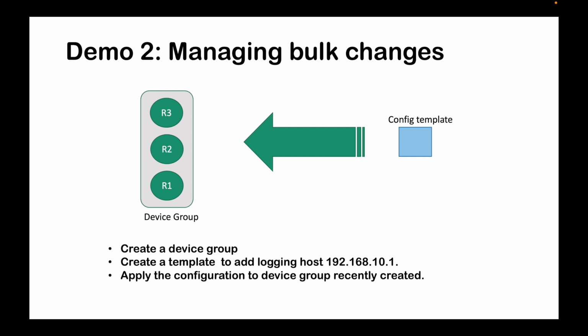On my screen you are seeing a small pictorial representation of how NSO is doing that. Suppose you have a device list R1, R2, R3 for which you want to push a particular piece of configuration. In NSO we can create a device group where you will put all the devices like R1, R2, R3, and then you will have your configuration template where you will put all the configuration that you want to push to those devices, and this template will be applied to the device group, and you are done. That is a simple way to make bulk changes in your network.